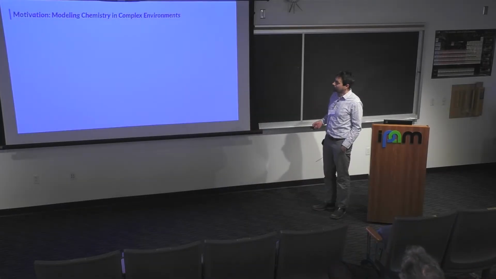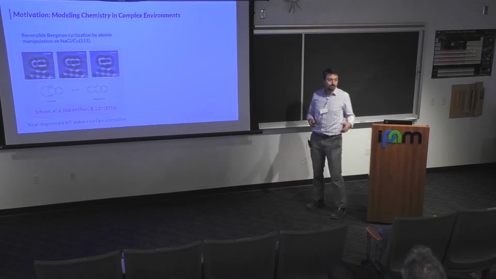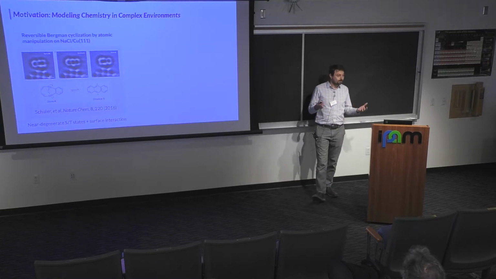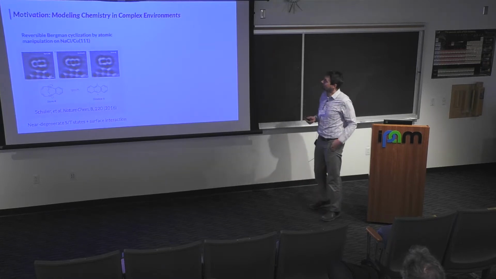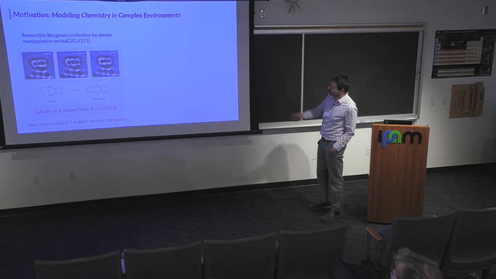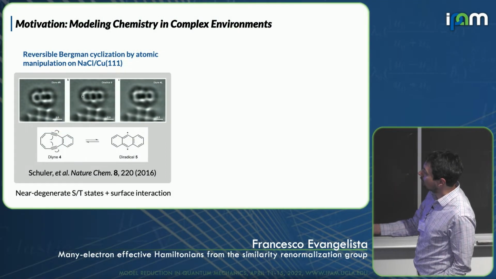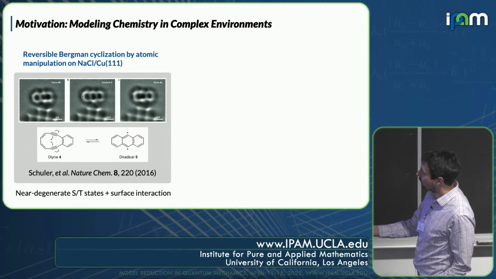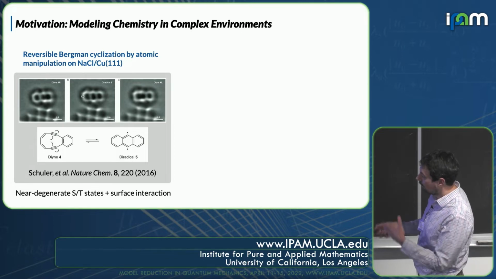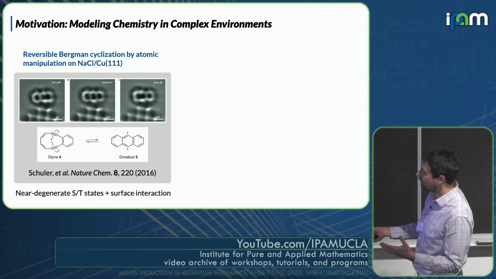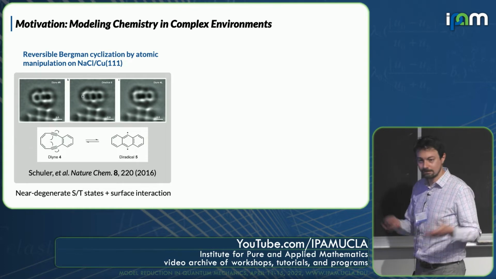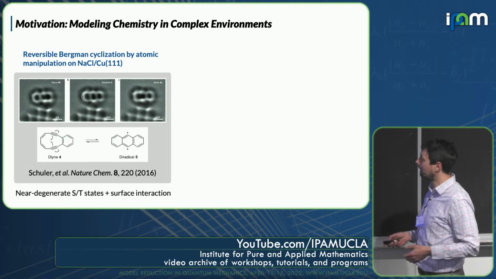So we're interested in molecular systems, but sometimes we're interested in molecules in complex environments or on surfaces, like here. For example, I might want to study a reaction that happens on a surface. I have an organic molecule, and you can convert it from one form to another. This problem involves near-degenerate states and the interaction with the surface, so I need to reduce it to something manageable.